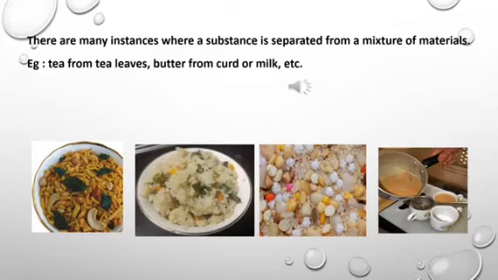There are many instances where a substance is separated from a mixture of materials. Let us take the example of mixture itself. I think all of you are familiar with mixture. You like to eat it, isn't it? So, what is a mixture made of? It contains flattened rice. It has peanuts, curry leaves, cashew nut, fried coconut, etc.